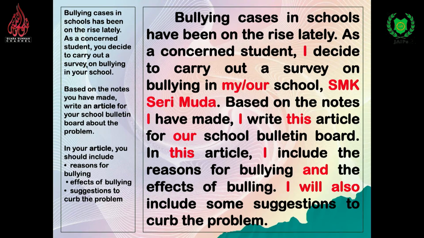Next, based on the notes I have made, I write this article for our school bulletin board. Based on the notes you have made, write an article for your school bulletin board about the problem. So here you have changed the pronoun. And then next, in your article, you should include the reasons, the effects, and suggestions. So here, in this article, I include the reasons for bullying and the effects of bullying. I will also include some suggestions to curb the problem. So the ones in black are from the situation in the question paper, and the ones in red are your own addition. So there's a little bit there.